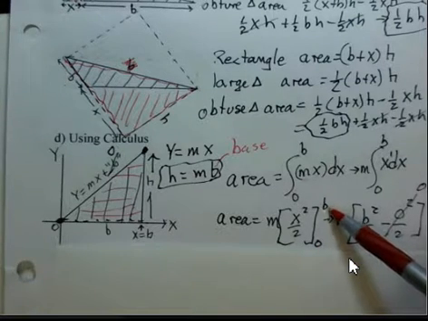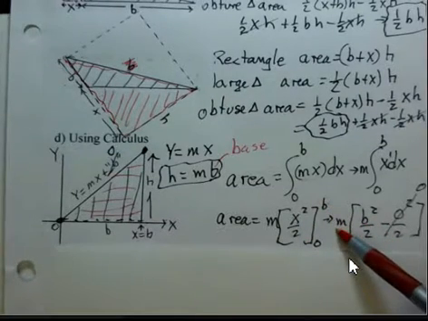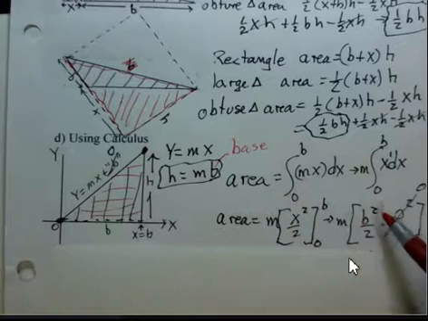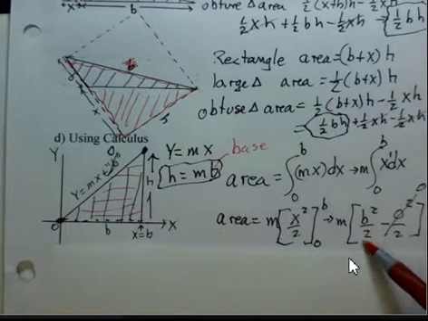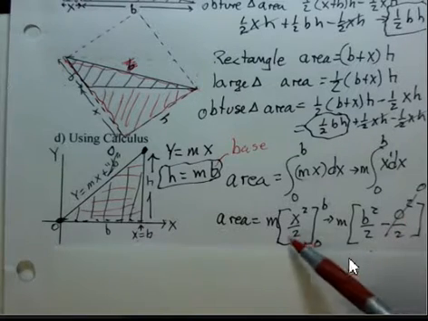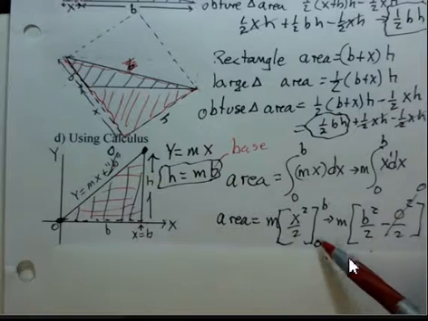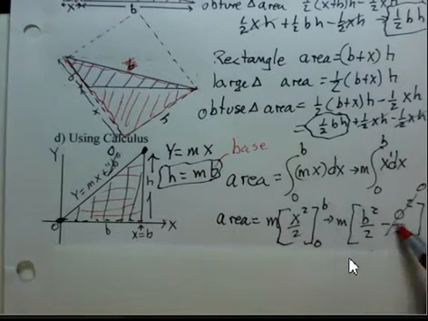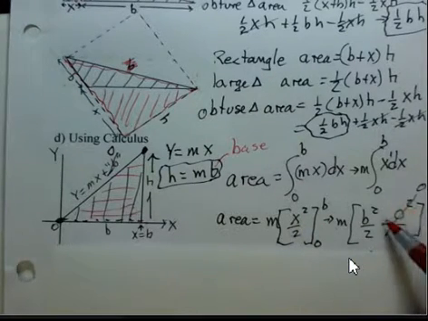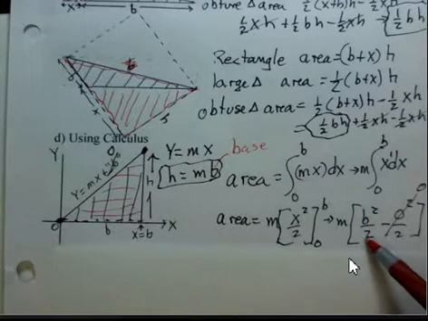First we evaluate at the upper limit, b. We replace x with b. We still have the m out in front. When x is replaced with b, we get b squared over 2. And then I subtract the evaluation of this with the lower limit replacing x. Then, of course, 0 squared is a 0, so this term is 0. So our area is m times b squared divided by 2.